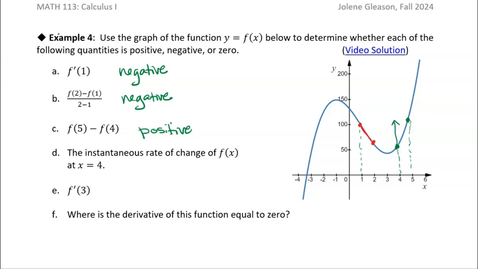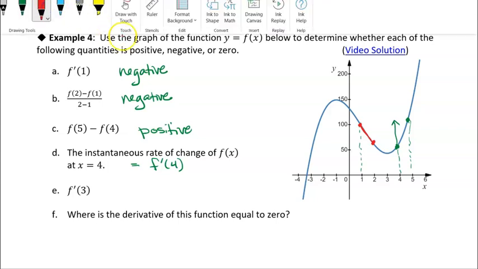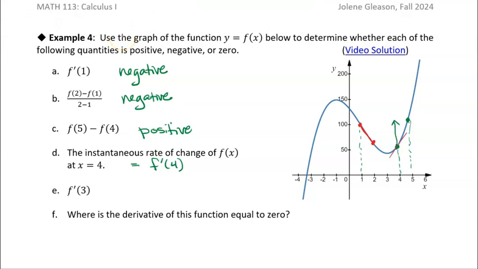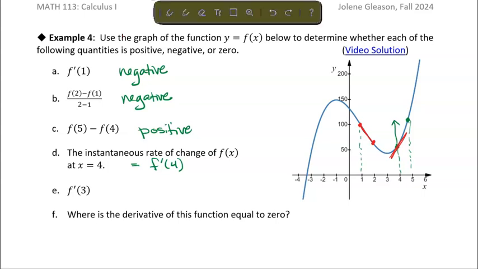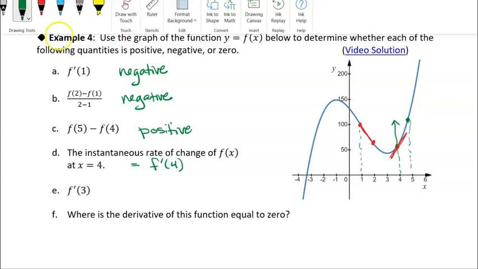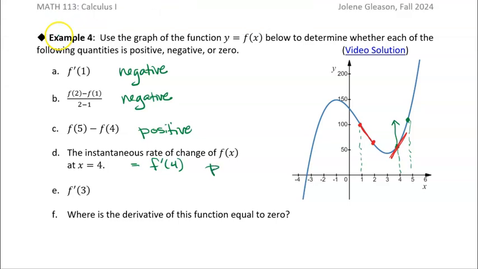All right, next question is the instantaneous rate of change of f at x equals 4. Now this is the same as f prime of 4, right? It's the slope of the graph at that point. It's the instantaneous rate of change, which is the derivative. So if we draw a tangent line at 4, let me change back to red here. Let's draw a tangent line. You can see that that tangent line has a positive slope, right? So this value is going to be positive.